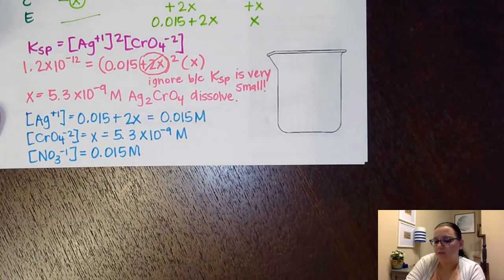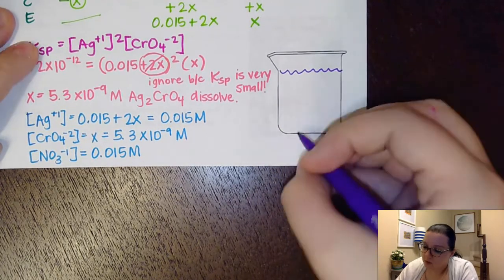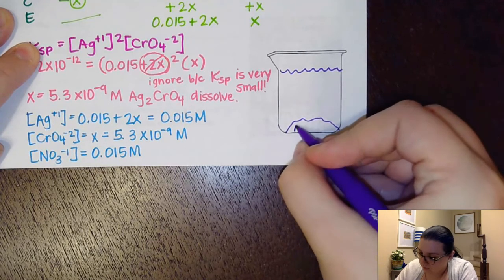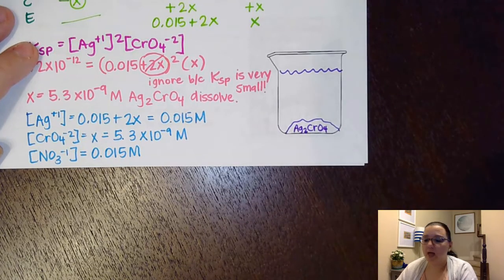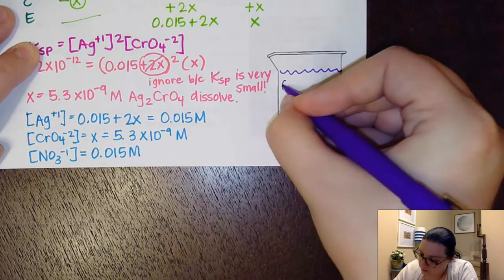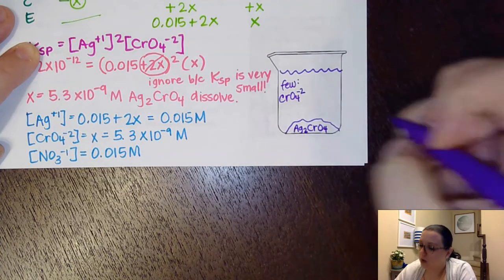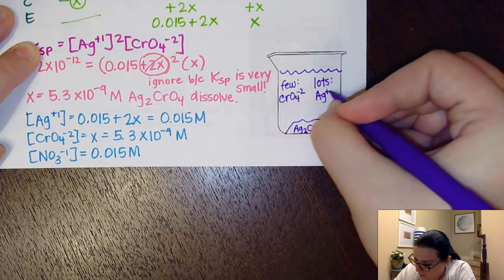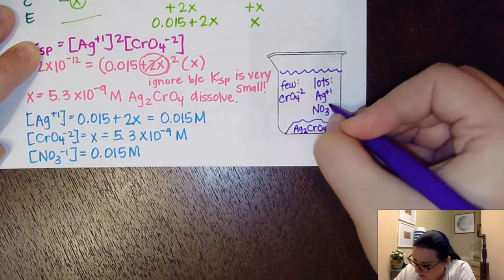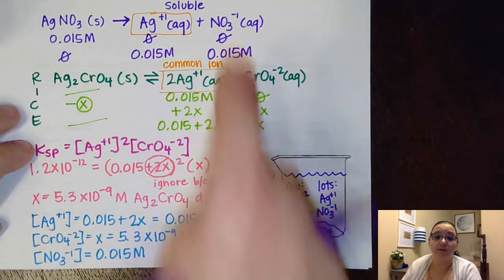Here it gets a little more interesting than what we saw up above because I have some ions that I have a lot of and then I have one ion that I have very little of. So yet again, at the bottom of this, we're going to have a lot of that Ag2CrO4. Most of that compound stayed together. However, a little bit of it did dissolve, and so we end up with a few ions of CrO4 negative 2. However, we have lots of this silver and lots of the nitrate because those ions came from that dissolving of the AgNO3, the silver nitrate.